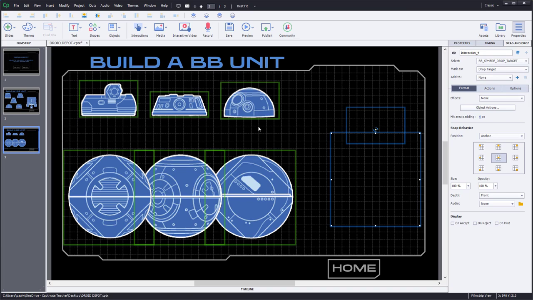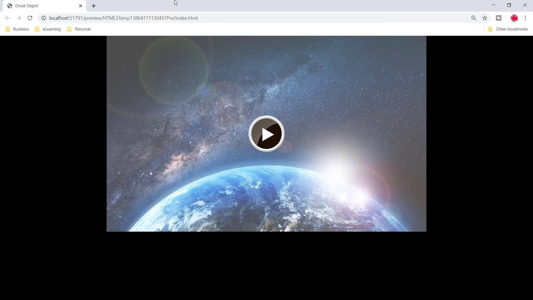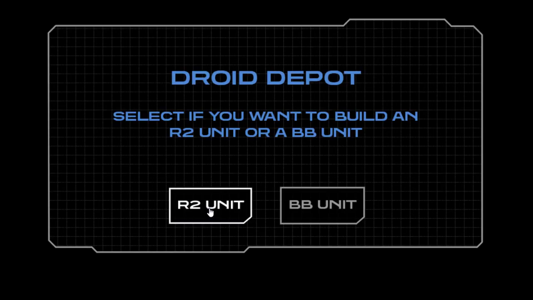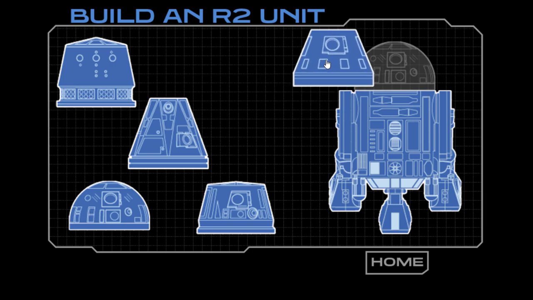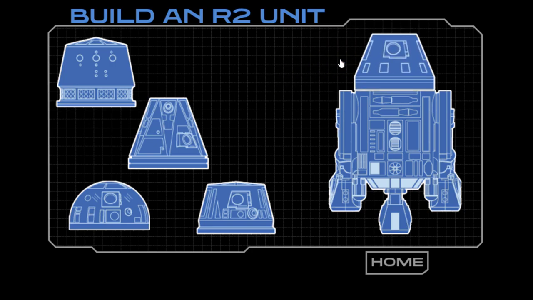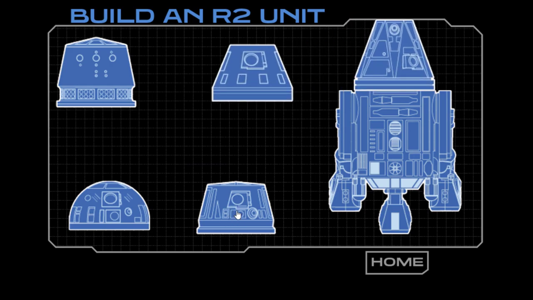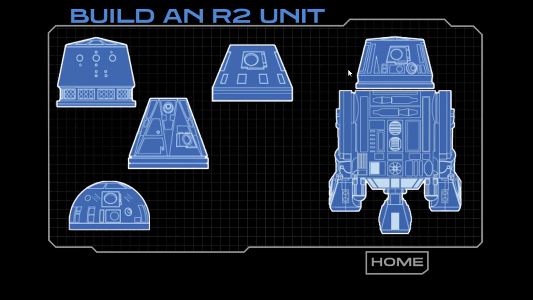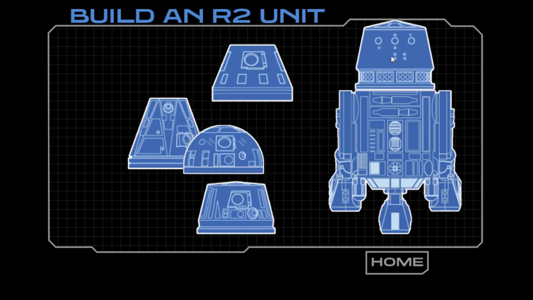So I think this is going to be a better experience than the Disney app, but let's test it out and see what it's like. So let's start off by building an R2 unit. So you can see I've got that sort of transparent placeholder here. Now let's drag one of our domes over. Excellent. And you can see that the placeholder has been returned to normal, and that looks pretty good.